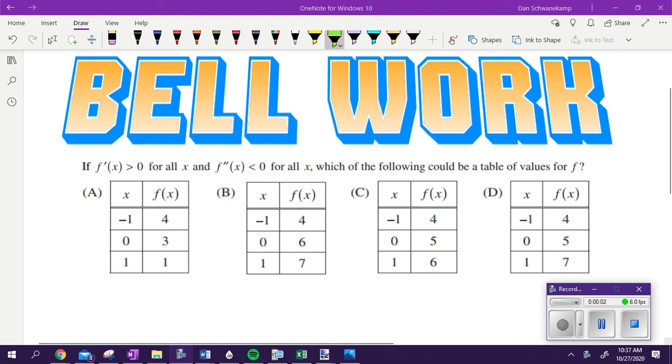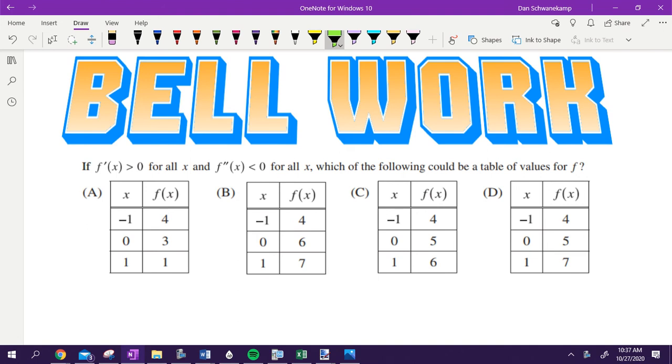So today our job is to continue where we were at yesterday. We're going to keep talking about concavity, and we're going to kind of build those two things together.